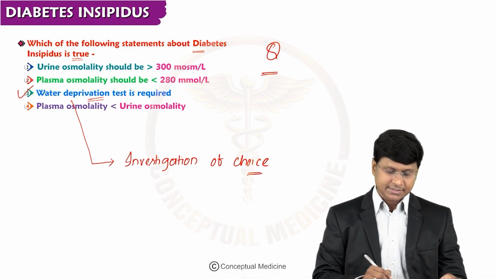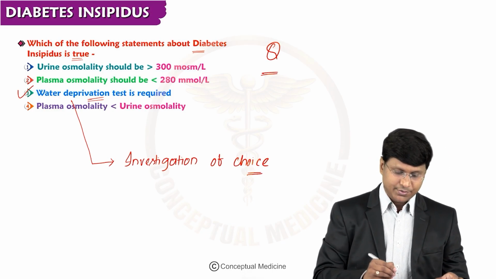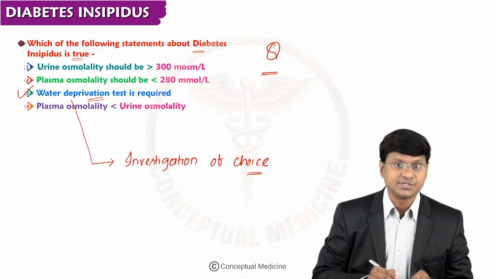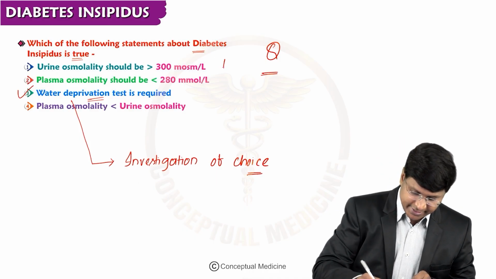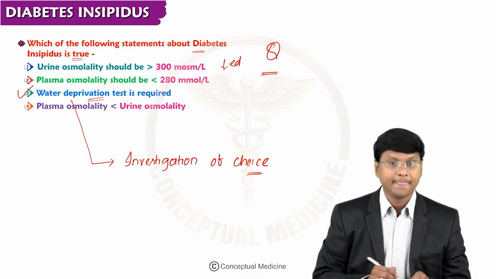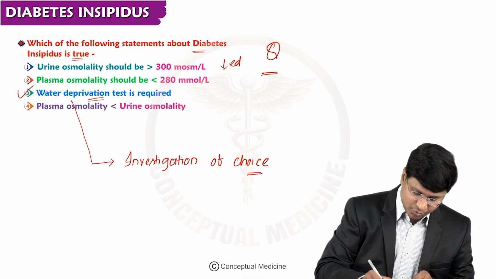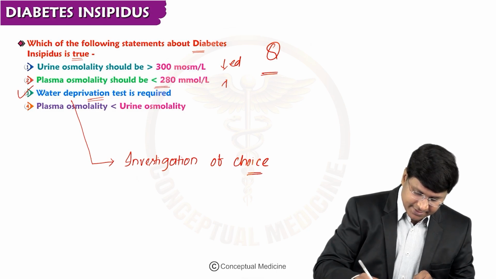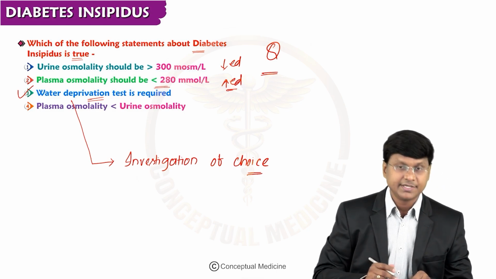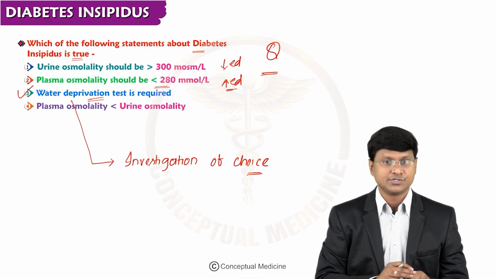Right, it is considered as the investigation of choice. You take urine osmolality in diabetes insipidus. What will happen? The urine osmolality will be decreased. It should be less than 300 milliosmoles. Now, in diabetes insipidus, what should happen to plasma osmolality? The plasma osmolality should be increased. It should be more than 300 milliosmoles.